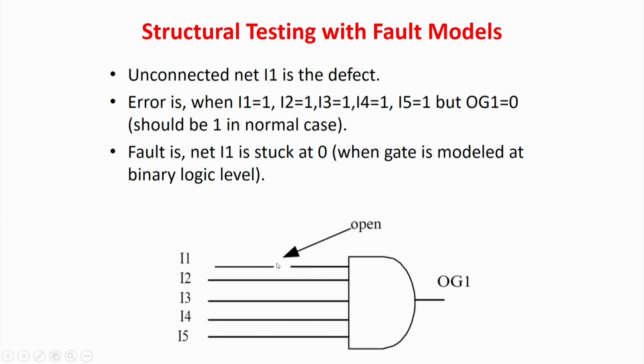So, let us take an AND gate and say that somehow you are not able to dope this. The problem is that this line is open. So, this unconnected net is the defect. That is, somehow you are not able to manufacture this properly, and this is a problem. Now, what is an error? When you apply all inputs as 1, 1, 1, the output of the gate is actually 0, whereas it should be a 1, because this is open. So, this is one type of defect.